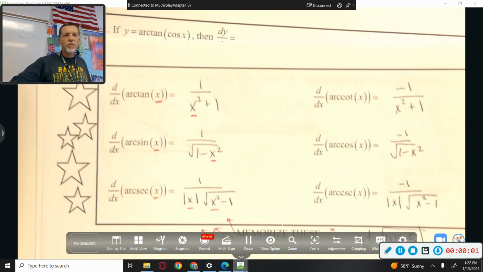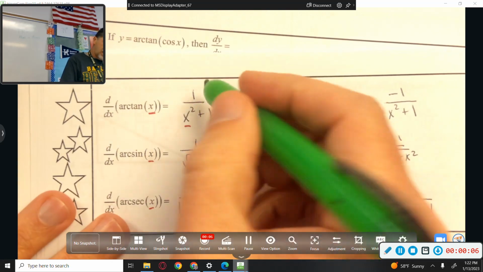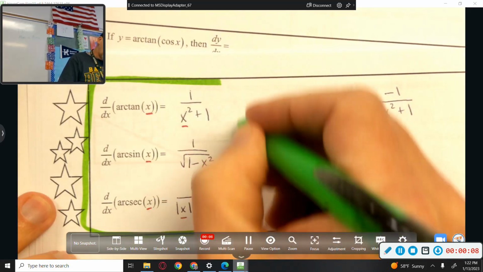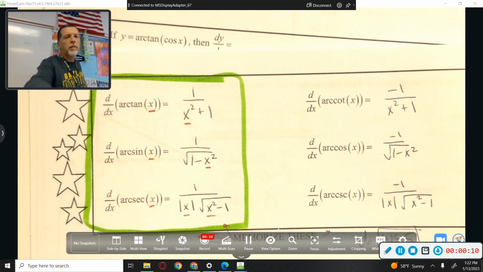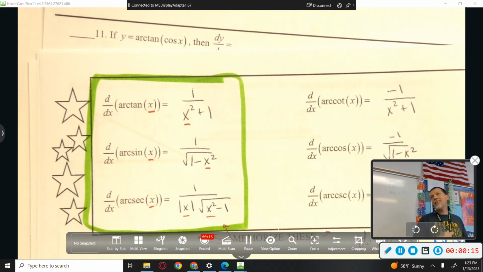By far the most important thing for today is knowing these. Because yesterday we took derivatives, today we're going to take antiderivatives.